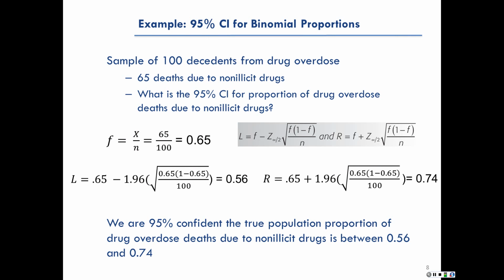On the left side you see we have 0.65. We're interested in a 95% confidence interval, so our z statistic is 1.96. So we have 0.65 minus 1.96, multiplied by the square root of 0.65 times 1 minus 0.65 divided by 100, and our result is 0.56. When we plug that exact same formula into the right side, except this time we're adding z multiplied by our square root product there, we get 0.74. And so now we can say we're 95% confident that the true population proportion of drug overdose deaths due to non-illicit drugs is somewhere between 0.56 and 0.74.